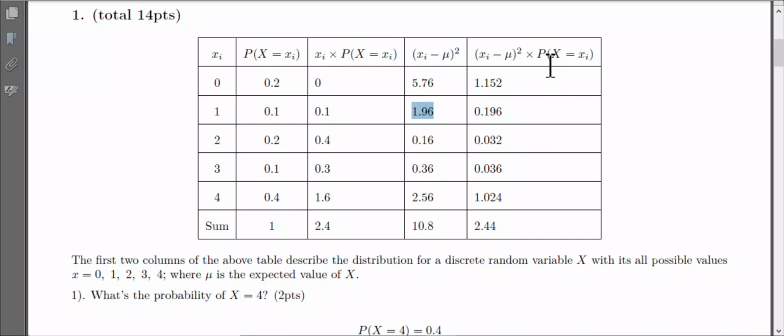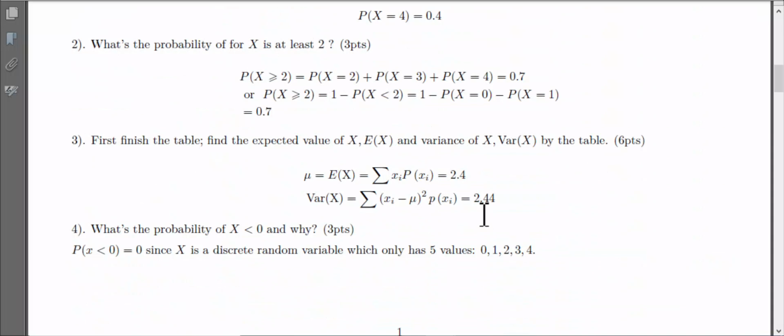And then weighted by the probability, basically times the probability. So we use this value times the probability, 2.4, excuse me, right? That's how we get this one. Yes, this should be 11.52. Okay, this is a typo. And then 1.96 times 0.1. That's how we get this number. And 0.2 times 0.16. And then we add them together, ends up with 2.44.